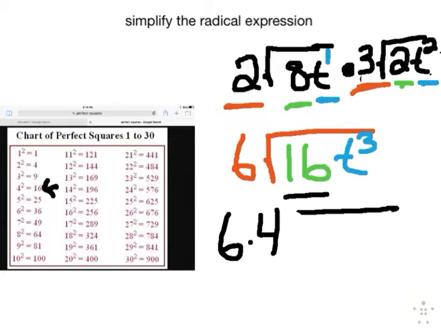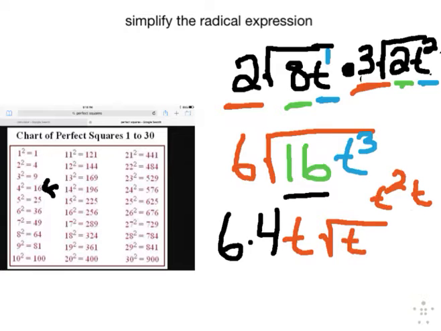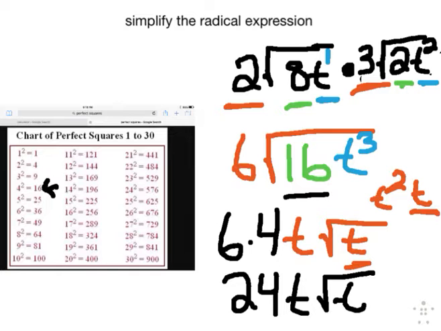And then we also want to find the square root of t cubed. And we know that t cubed is the same as t squared and t. So we're going to take that t squared out. Half of t squared is t. And then we're going to keep our other t that was left underneath. So first we need to figure out what is our 6 times 4. And we know that that is 24. And then we keep our t, square root of t.